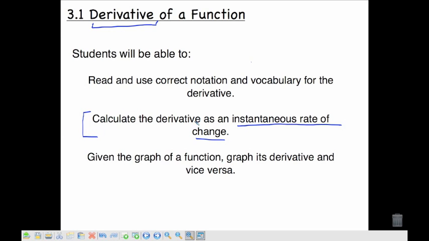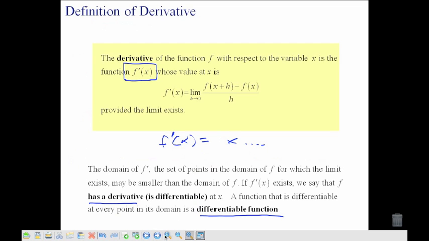What we are doing is we're giving it a different notation and a different vocabulary for the derivative. And so we're going to need to know how to use that vocabulary and notation correctly. And then finally, we're going to be looking at how to graph a derivative just by looking at its graph. So this is probably the part that's most difficult. If you're given the graph of a function somewhere, you're going to need to know how to graph the derivative, or if you're given the graph of the derivative, how to graph that original function.